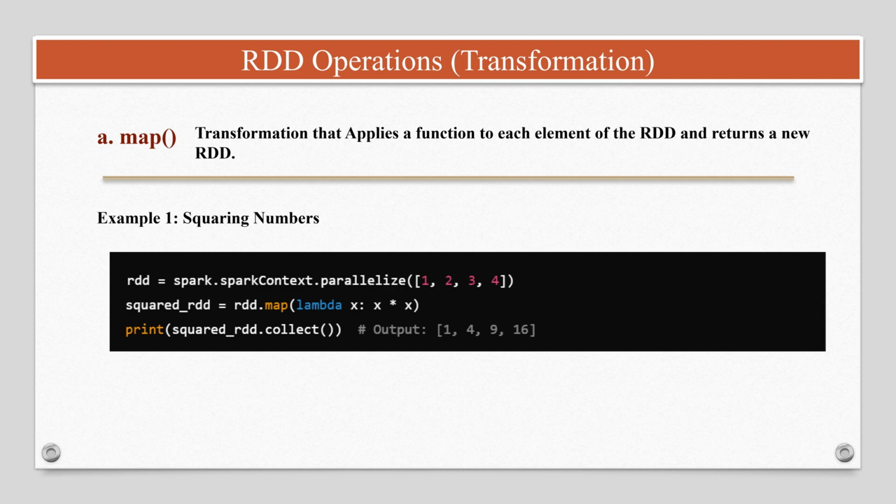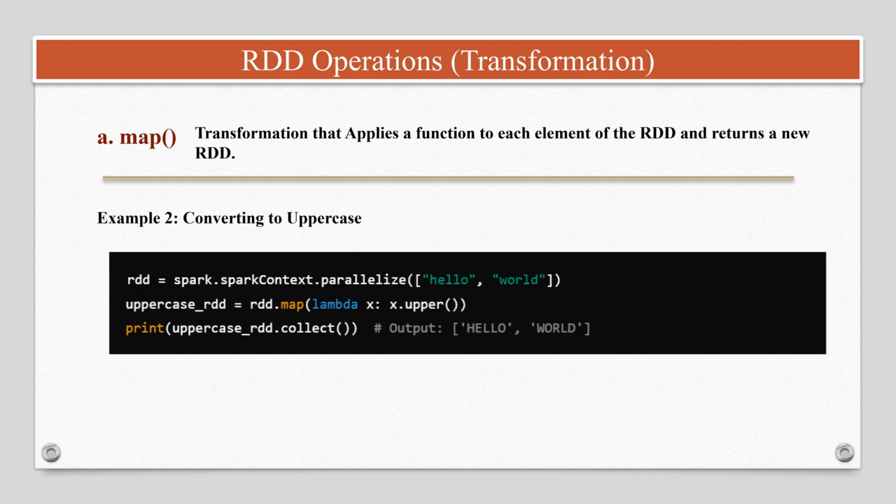Let's understand the examples. Example 1, squaring numbers. Suppose you have an RDD of numbers and you want to square each number. So we have created the RDD with numbers 1, 2, 3, 4, and then used rdd.map(lambda x: x*x) to square the numbers. The squared_rdd, the new RDD, is created, and we have used the collect function, which is an action that triggers the transformation, and we will get the output 1, 4, 9, 16.